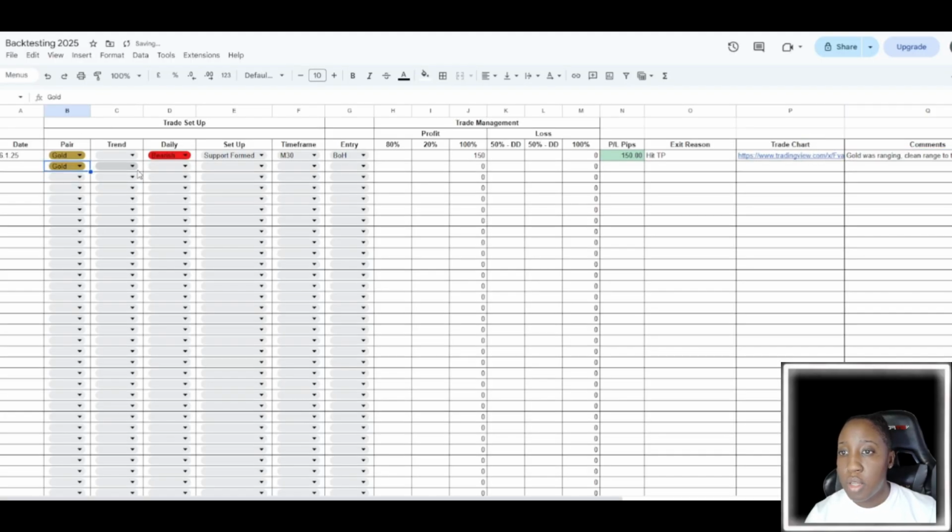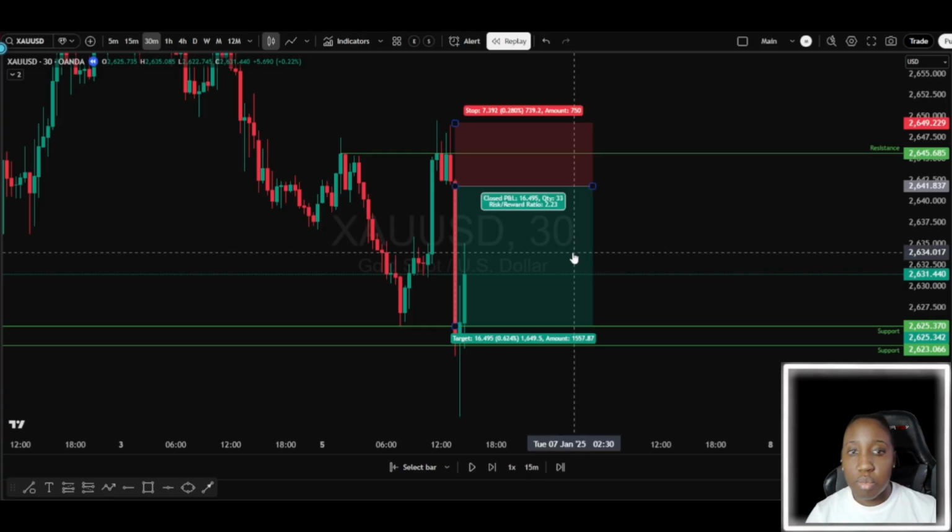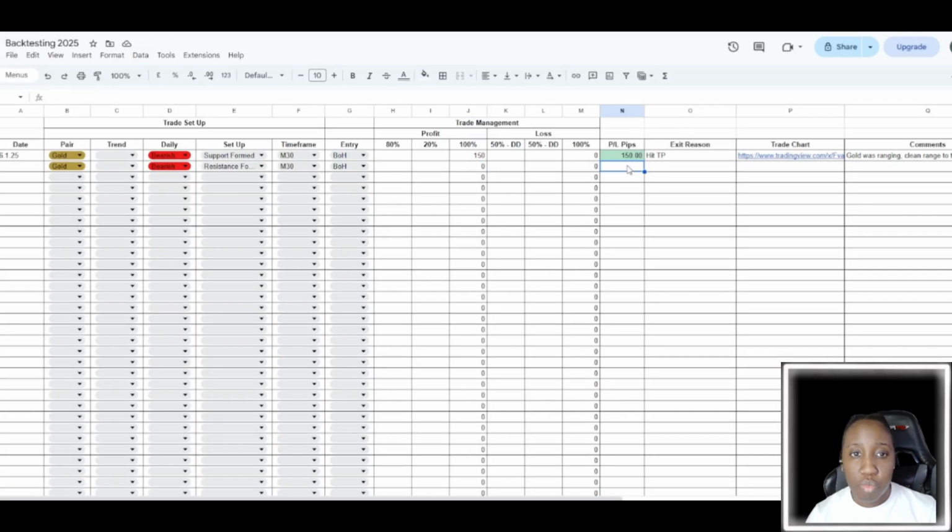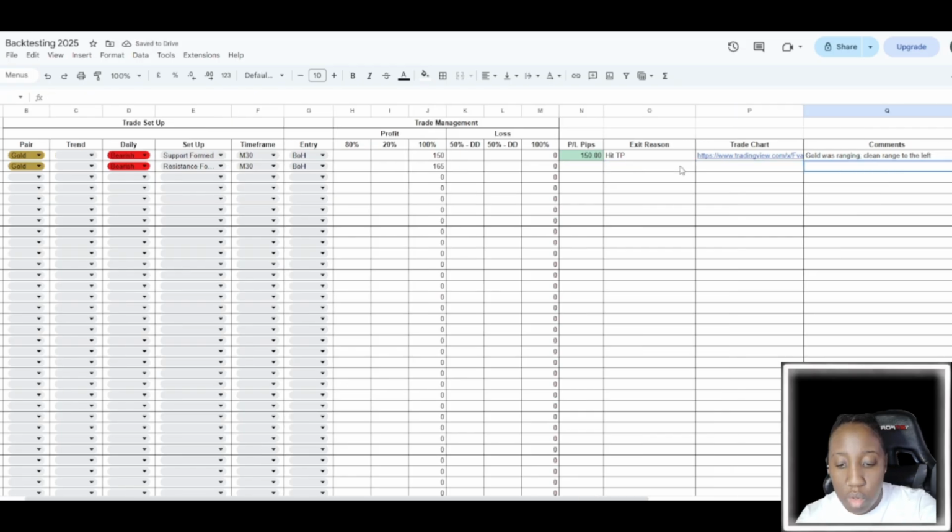So same day, I need to put ranging in here for trend. Daily would be bearish, resistance formed, 30-minute. And how many pips down was that? Would have been another 165 pips down. So I'm not even going to put that in pips caught, I'll put that here. Missed trade. So I'll just say that was a missed trade, but it would have been 165 pips potentially coming back down.